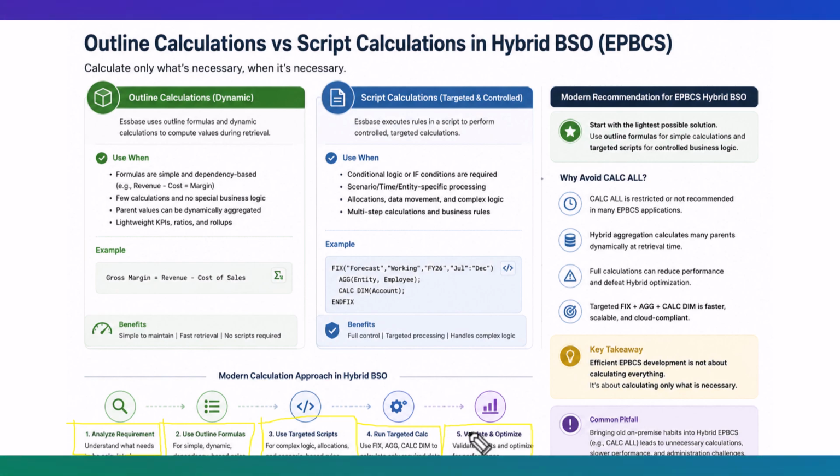One of the most common mistakes new developers make is bringing old on-premise BSO habits into hybrid cloud applications by writing large unnecessary calculations that defeat hybrid optimization benefits. So efficient EPBCS development is no longer about calculating everything. It's about calculating only what is necessary.